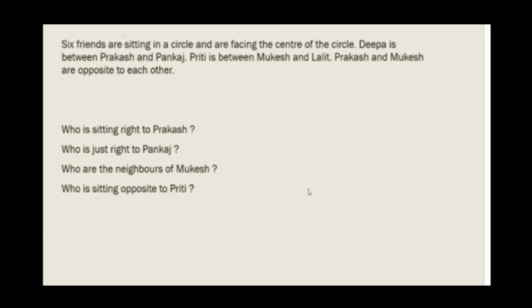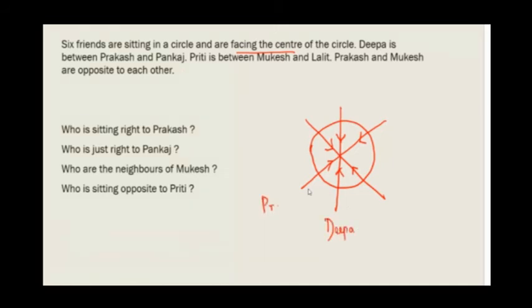Six friends are sitting in a circle, facing the center. Deepa is between Prakash and Pankaj. So let me take Deepa. So it is Prakash or Pankaj, Pankaj or Prakash.